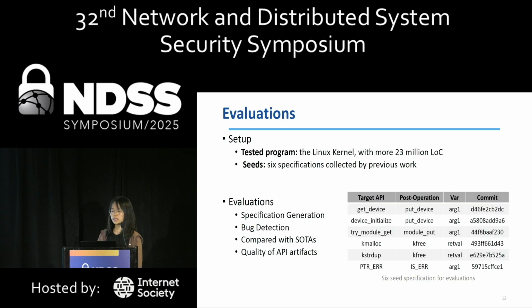In the evaluation, we evaluate APISpec-Gen on the Linux kernel using CSC specifications obtained from bug patches. They cover specifications about reference count, memory management, and error check. We evaluate APISpec-Gen's effectiveness on specification generation and bug detection, comparing it with state-of-the-art methods. We also evaluate its ability to go beyond API artifacts, such as documents.